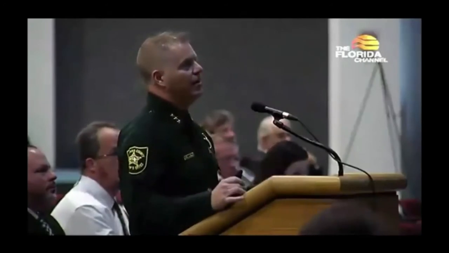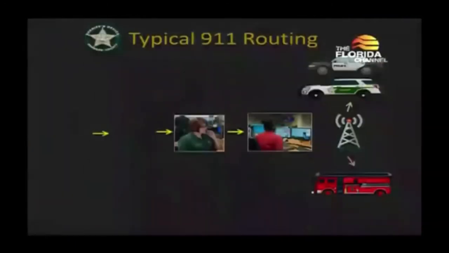We're having a little slide problem here. In a typical 911 routing, what's missing from the photo, is the typical call comes in by either a landline or a cellular phone. It goes to 911 in the center of the slide. They're met by a call taker. The call taker interviews the caller, passes the information on to a dispatcher who either puts it out to the law enforcement side of the house or the fire side of the house, or both if it calls for both.